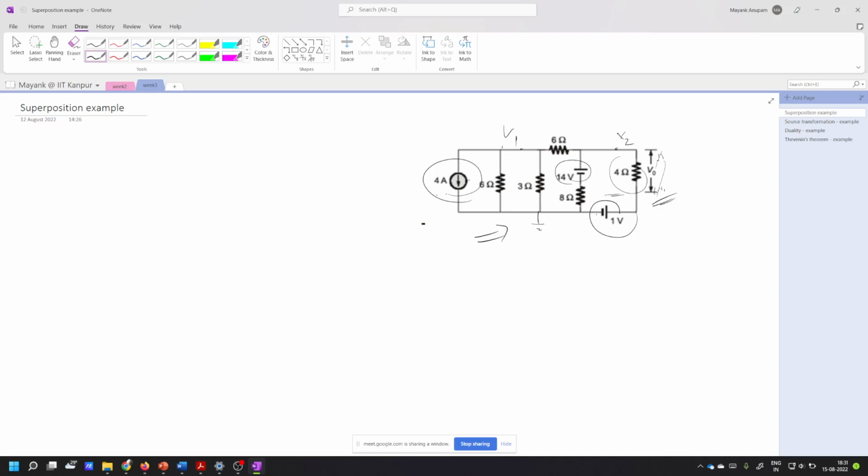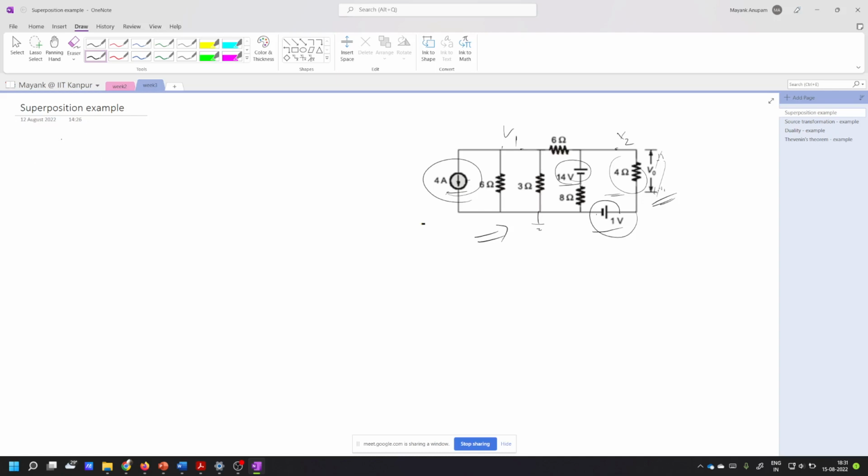So what we will do is find the voltage across this 4 ohm resistor due individually to 14 volt, due to 1 volt, and due to the 4 ampere current source. We will find the voltage individually because of all of these sources, and then we will add them algebraically. So this will become clear as I do it.